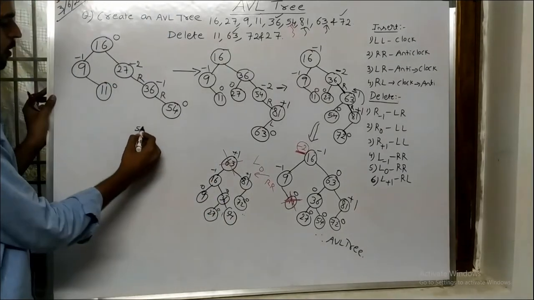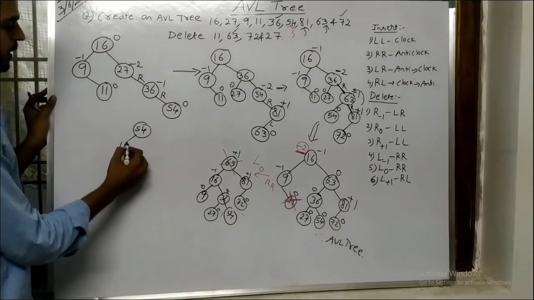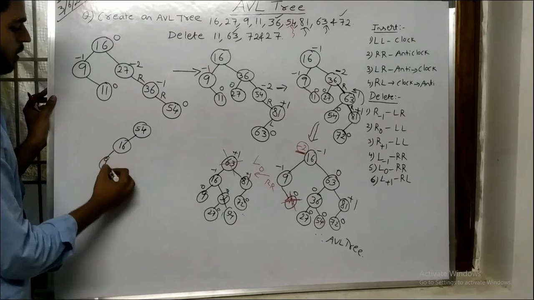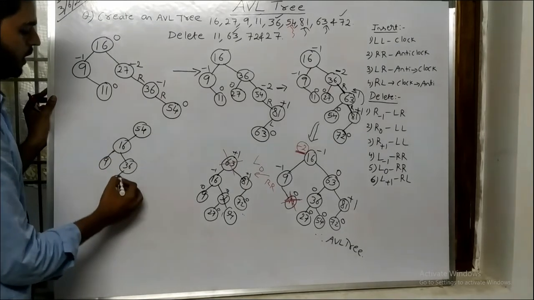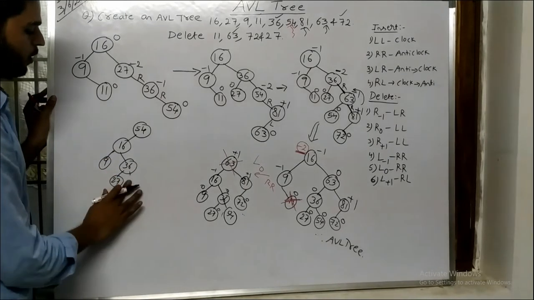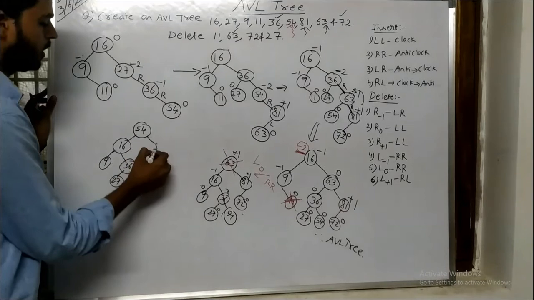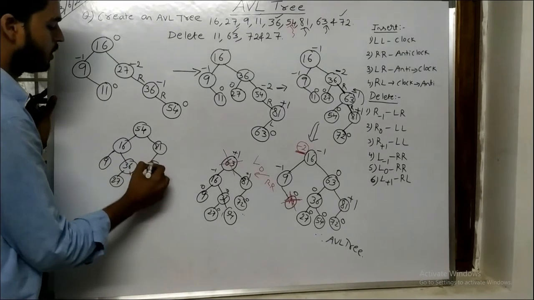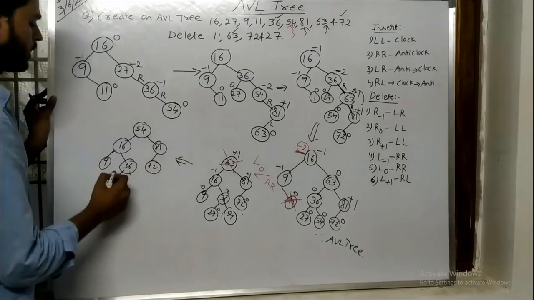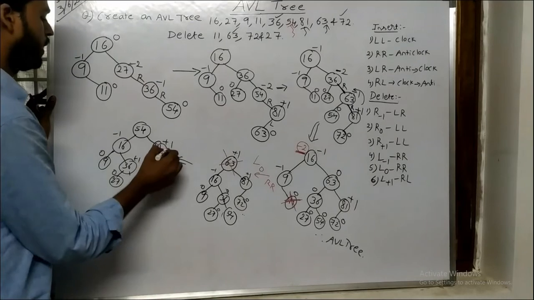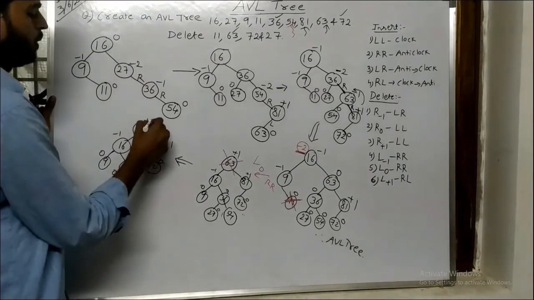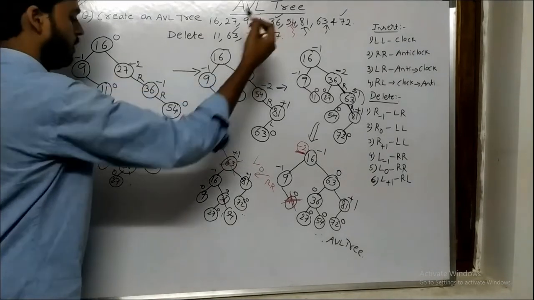See, 54 will move to the top, 16 will come to here, 9 will come to here, 36, 27. 54 will move to the top, right? So nothing is there. 81, 72. Now check the balance factors: 0, plus 1, 0, minus 1, 0, plus 1, 1, 2, 3, plus 1. There is no problem. Then 72.